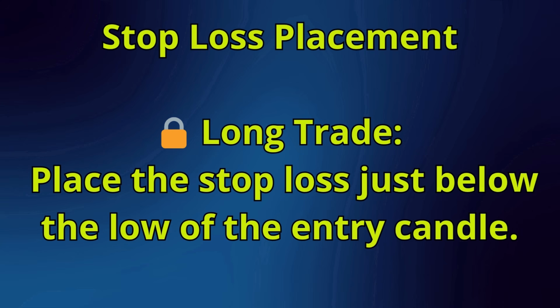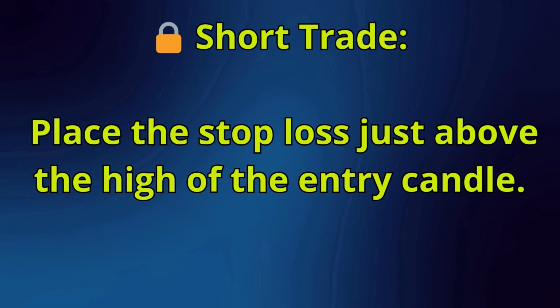For a long trade, the stop-loss placement is simple and objective. We place it just below the low of the candle that triggered our entry. For a short trade, the rule is the mirror opposite. Our protective stop-loss is placed just above the high of our entry candle. This ensures our risk is always predefined and controlled from the start.